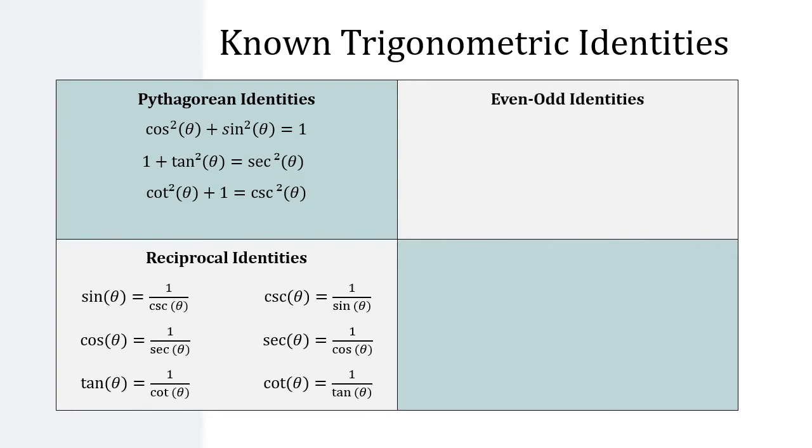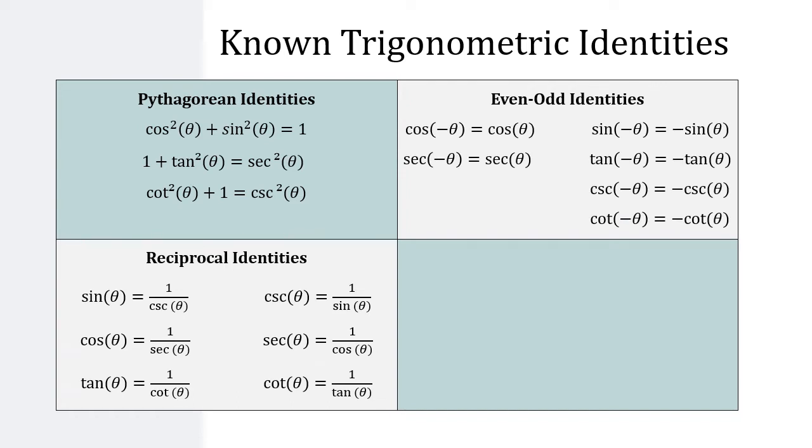The even and odd identities, where the cosine and the secant are even functions, and the sine, tangent, cosecant, and cotangent are odd functions. And finally, the quotient identities, where the tangent of any angle is always going to equal the sine of that angle over the cosine of that angle, or the cotangent of an angle is equal to the cosine of an angle divided by the sine of that angle.